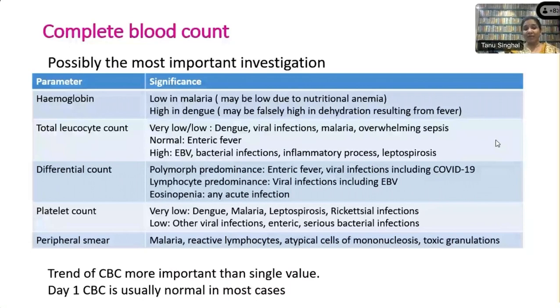It will tell you about reactive lymphocytes, which, if present, point towards a viral infection. You can see atypical cells of mononucleosis. And if you see precursors like immature neutrophils, myelocytes, metamyelocytes, or toxic granulations, you could be dealing with a bacterial infection. But as I said, the trend of CBC is more important than a single value.